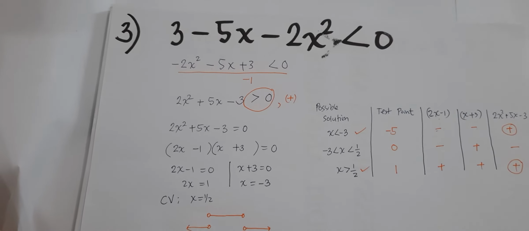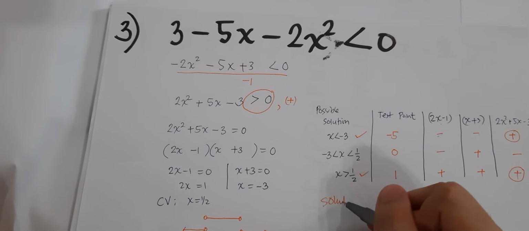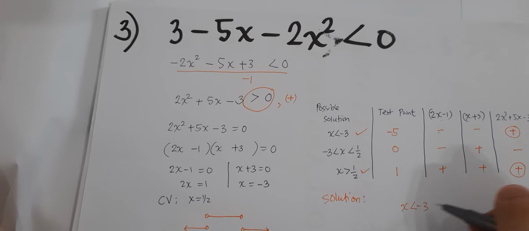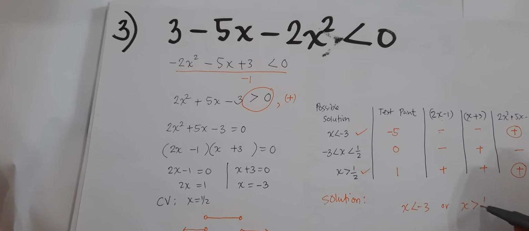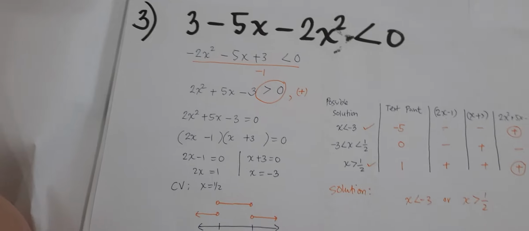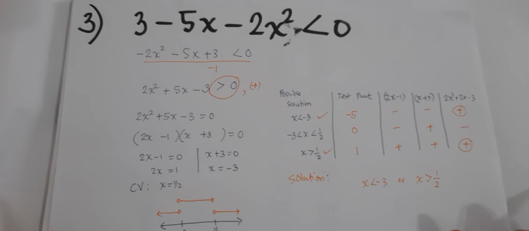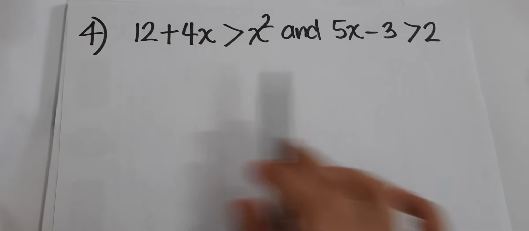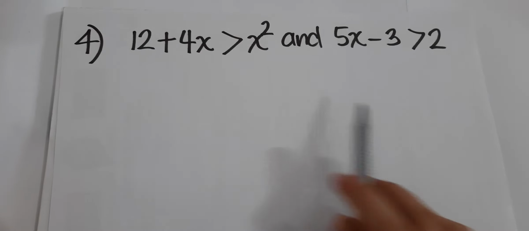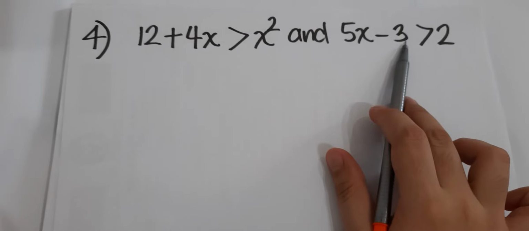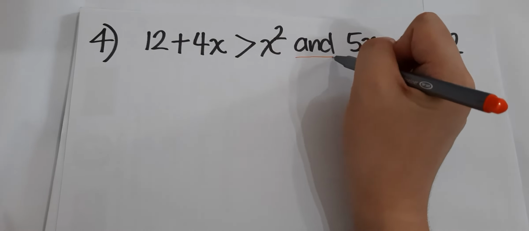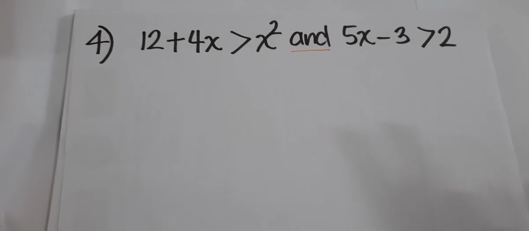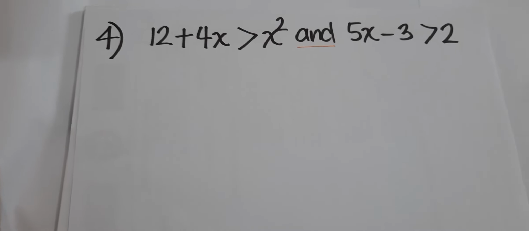So we will write solution is x is less than -3 or x greater than 1/2. Okay, let us have next example. Now, what about if you have a quadratic and you have a linear and you wanted to identify the intersection part or where they are together? So all you need to do, solve them individually.